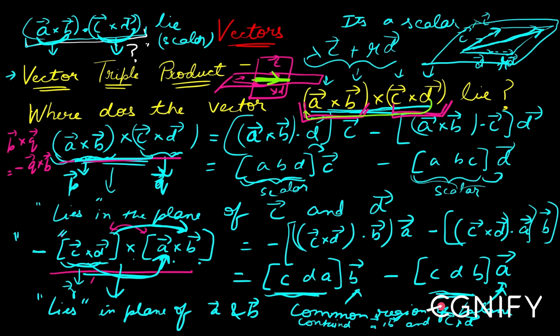So with this we complete the entire topic called vector triple product. Let's move on to the last small subtopic of this huge chapter called vectors, and that's basically reciprocal system of vectors.